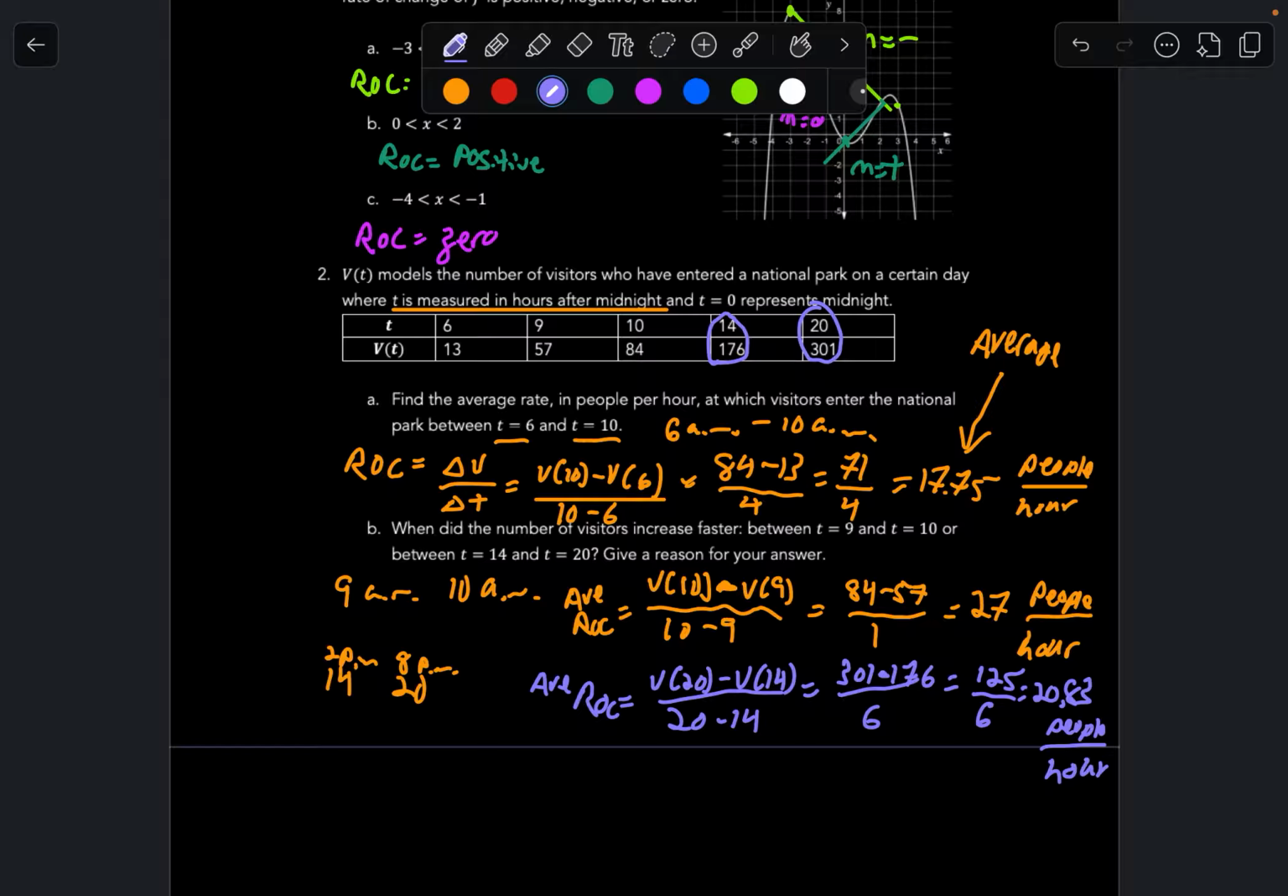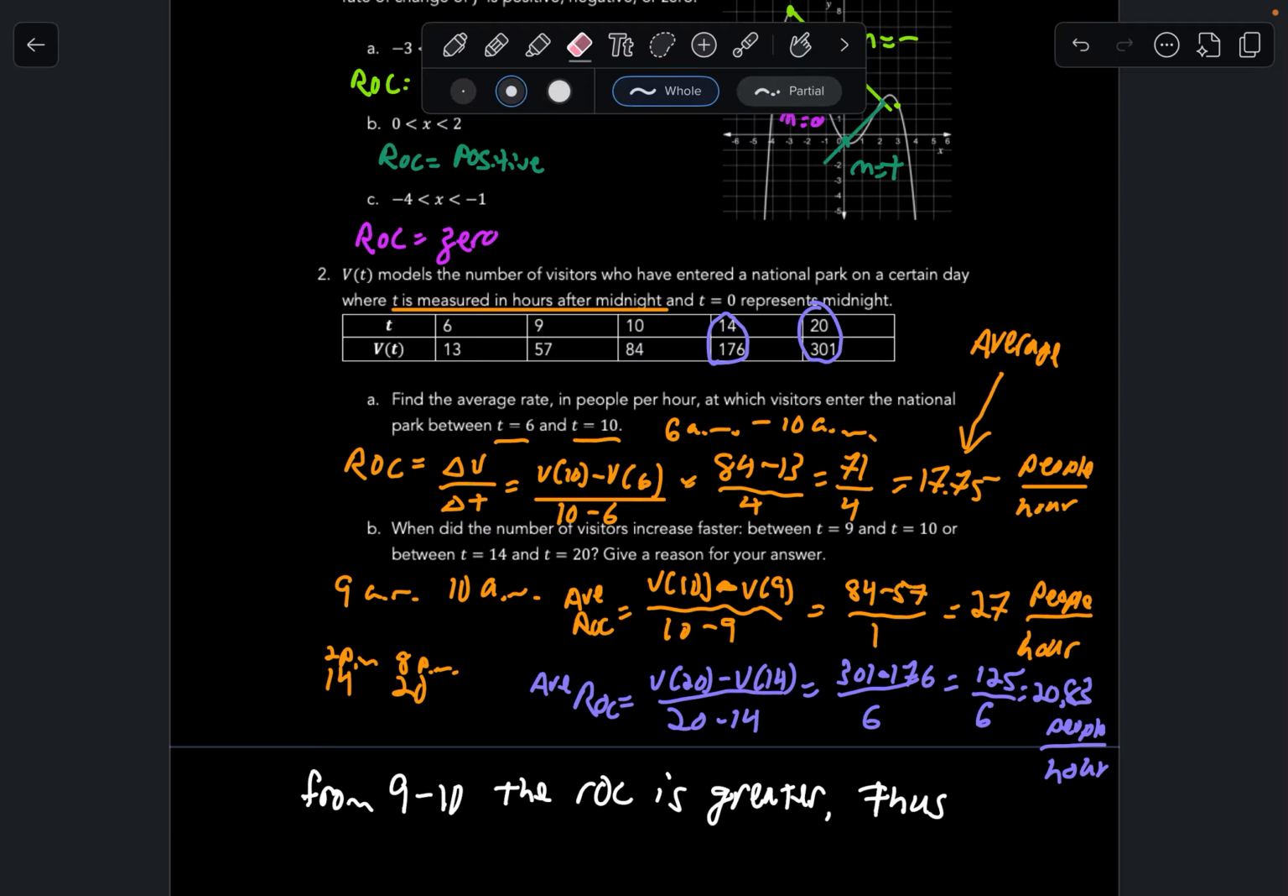So the answer to this is from 9 to 10, the rate of change, ROC, is greater. Thus, 9 to 10 has a greater rate of change, ROC.